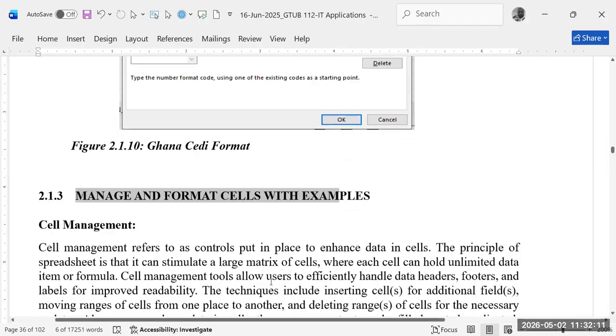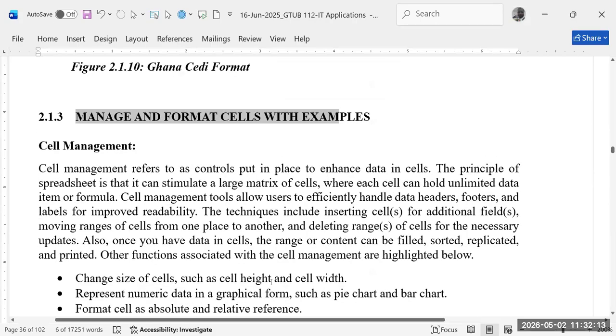Okay, good. So let's see here, what is cell management? Cell management are all the controls you put in place to manage the content of a cell. Once you have data in a cell, you can increase the size, you can decrease it, you can move it from one place to another, you can fill, you can manipulate anyhow to suit your needs.